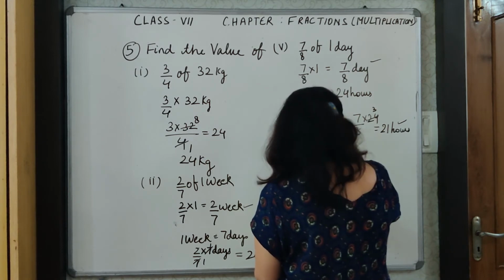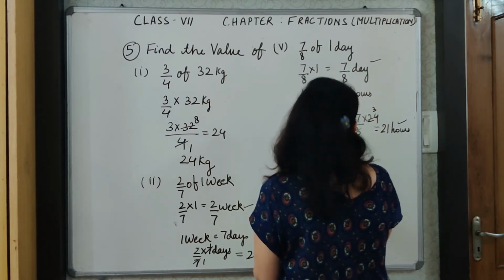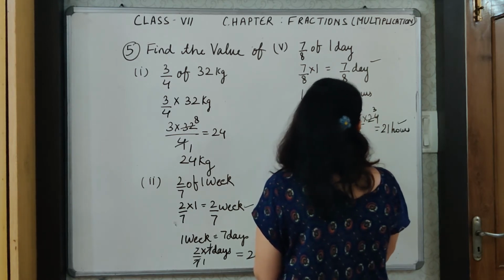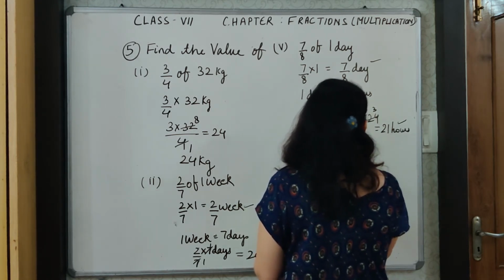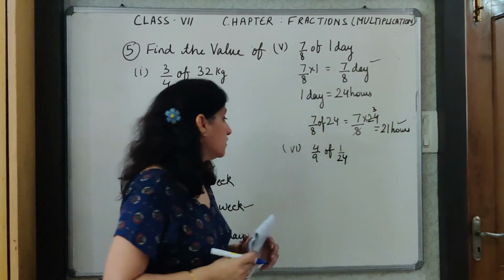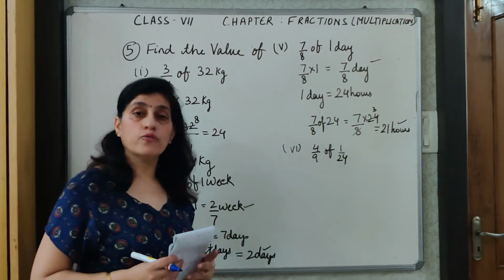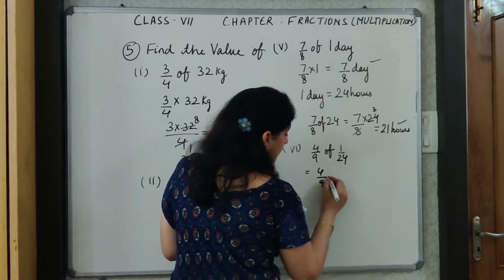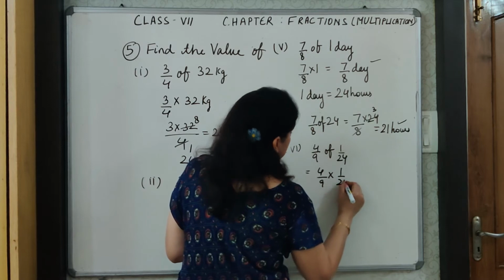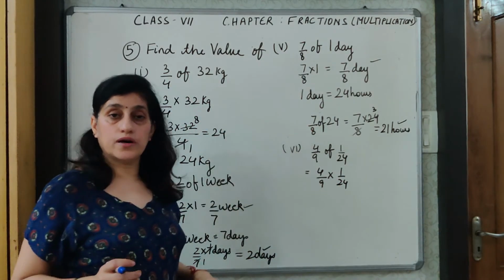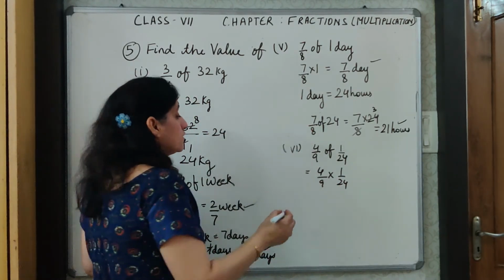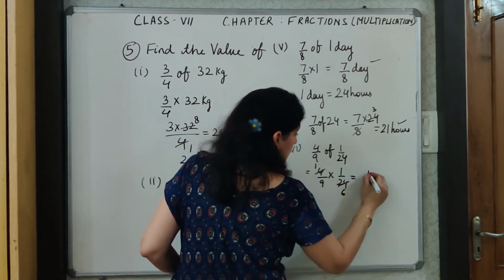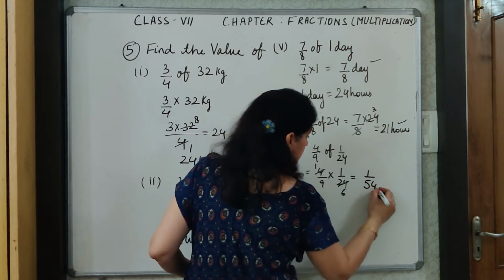The question is 4 upon 9 of 1 upon 24. I'll show it to you from here. 4 upon 9 of 1 upon 24. We simply have to convert the of into multiply and write it. You can bring it under 1 bar, but if you are now practiced with cutting over here, you can do it directly. So you get 1 upon 54 as the answer.